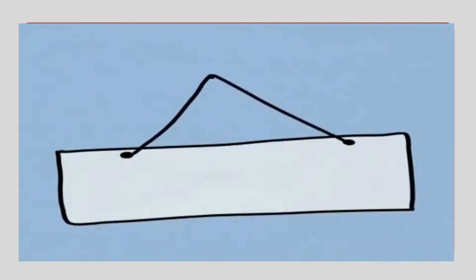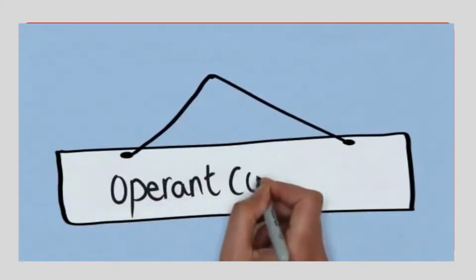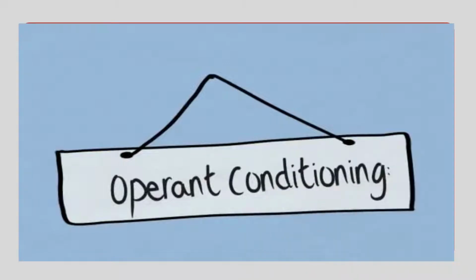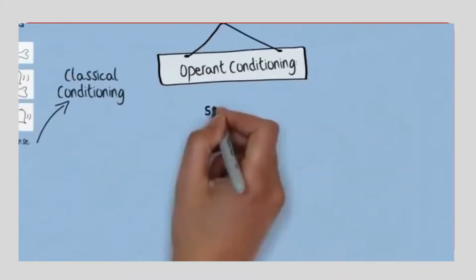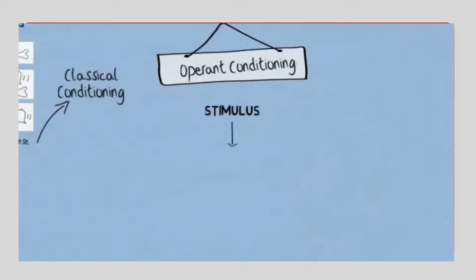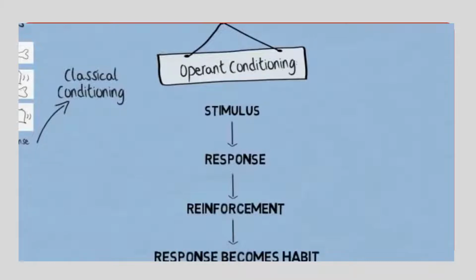So psychologists eventually expanded on Pavlov's findings, and the result was a new type of conditioning called operant conditioning, a theory that's usually attributed to an American psychologist named Skinner. If a reward or reinforcement follows the response to a stimulus, then the response becomes more likely in the future. Makes sense, right?